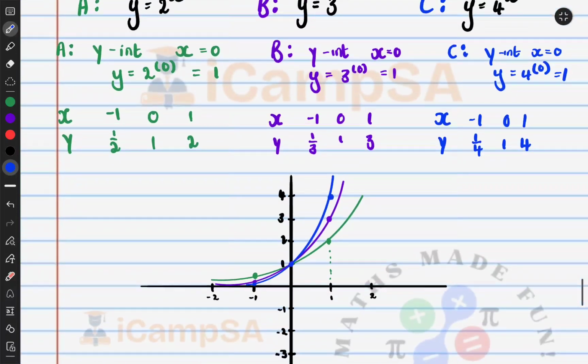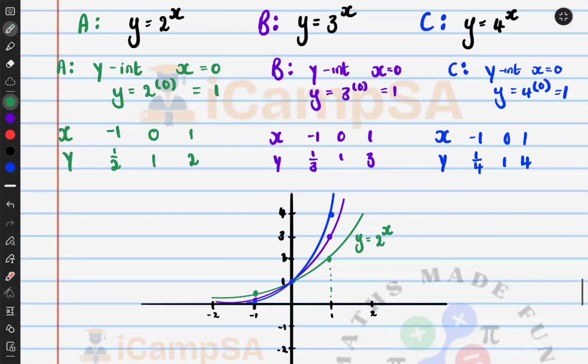Let me quickly label these functions that we have here. We have function number a, which is y is equal to 2 to the power of x, and then we have y is equal to 3 to the power of x, and then we have y is equal to 4 to the power of x.